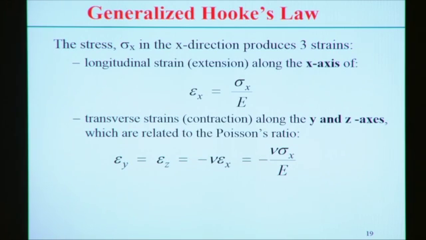So here, epsilon y and epsilon z can be represented as the negative of the Poisson's ratio multiplied by the strain in the x direction. So that is equal to negative Poisson's ratio into sigma x by E. The negative sign comes because of the contraction in the other directions as compared to the extension along the x direction.